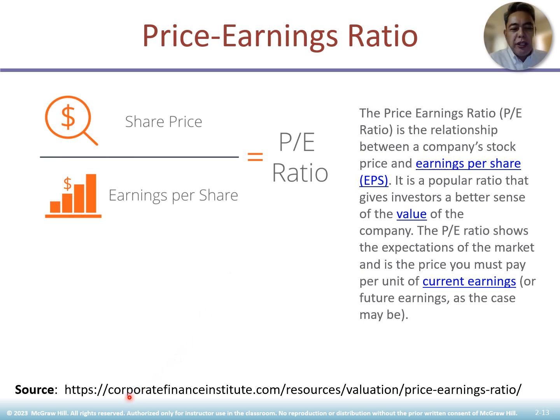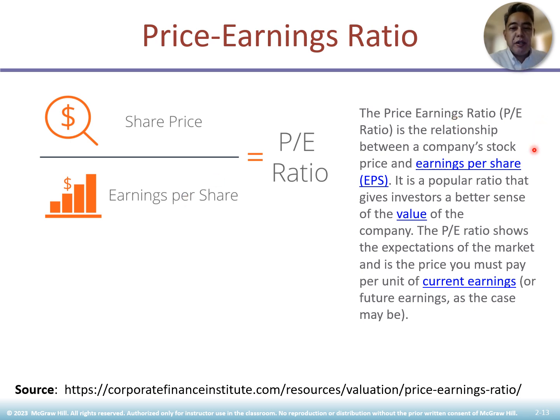I pulled it out for the Corporate Finance Institute, or CFI, the PE ratio. So the formula is share price divided by EPS. So we know what's EPS, right? Earnings, or net income after tax, divided by the number of outstanding shares. So let's go through it.